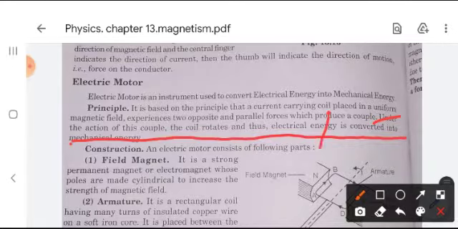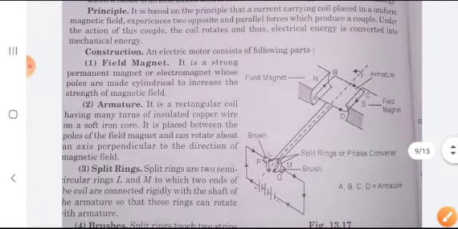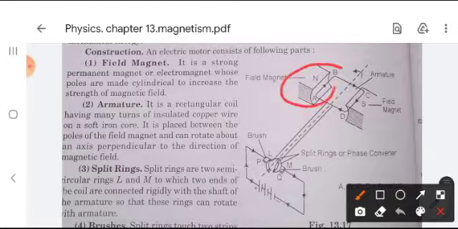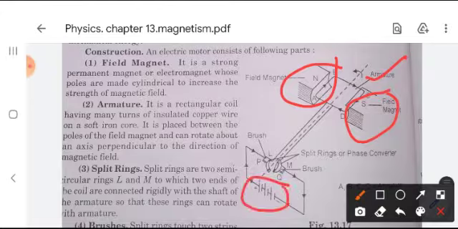What is the construction of an electric motor? As shown in the figure, this is a field magnet, a strong magnet. The square shape looking here in the picture is called the armature, and this is connected to an external current source, shown here as a battery. The points P and Q are called brushes, made of carbon or graphite, and the semicircular split rings L and M are the commutator. This is the basic diagram.